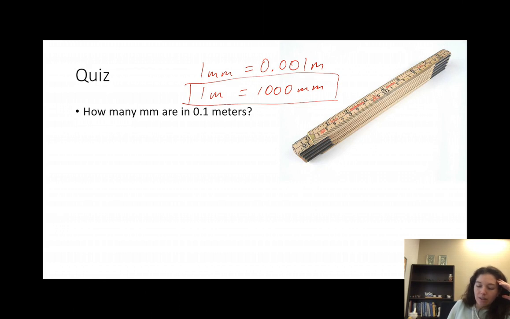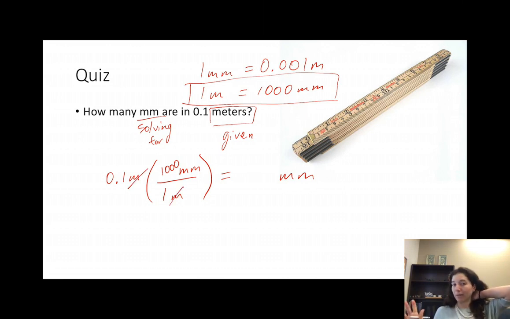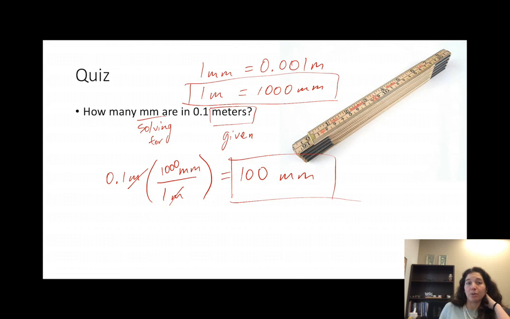So let's start with what we are given, and what we want to find, solving for. So we're solving for this. We'll start with our given, 0.1 meters. What goes on top must be canceled out on the bottom. So 1 meter. Here's our millimeters. There's 1,000 millimeters in every meter. And that's going to give us an answer in millimeters because this cancels, so there's no more meters in your answer. When you multiply this out, you're going to end up with 100 millimeters. So that's your answer to this problem.